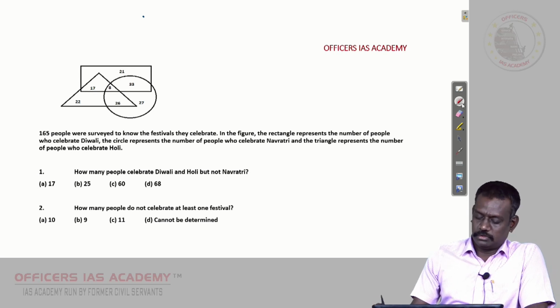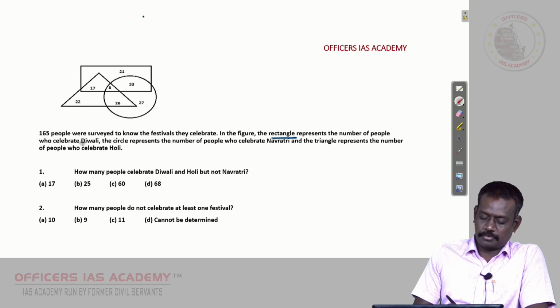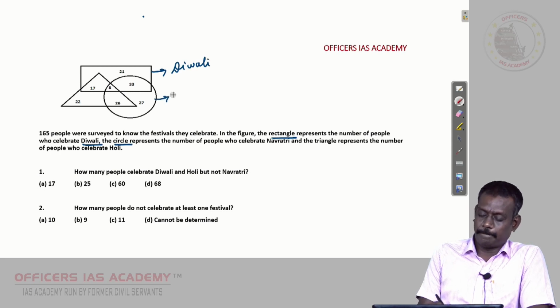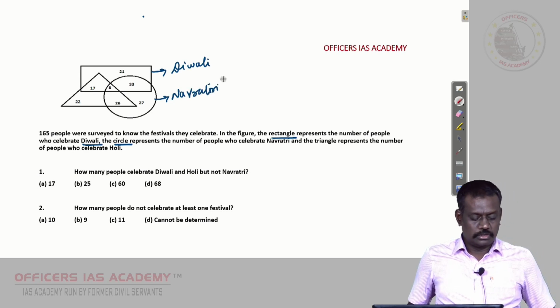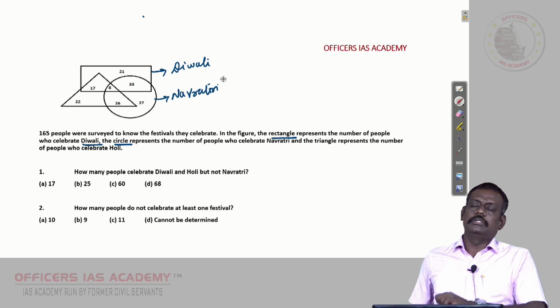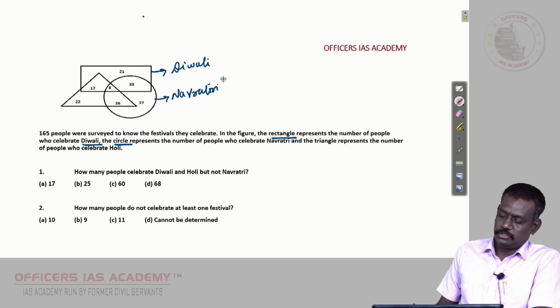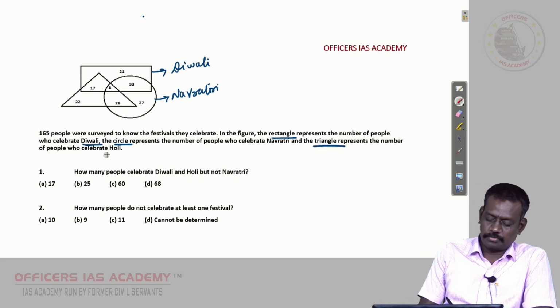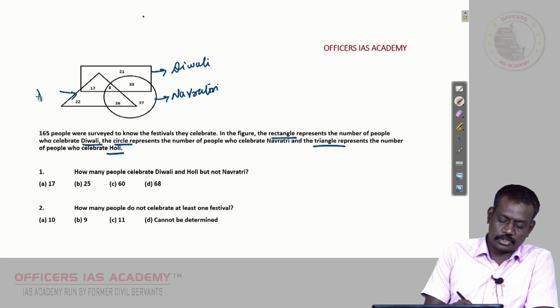So here, the rectangle represents the number of people who celebrate Diwali, so it is Diwali, and the circle represents Navratri. Just directly you can take the values from the figure. So this is not exactly a Venn diagram problem. Okay, and the triangle represents the number of people who celebrate Holi, so it is Holi.